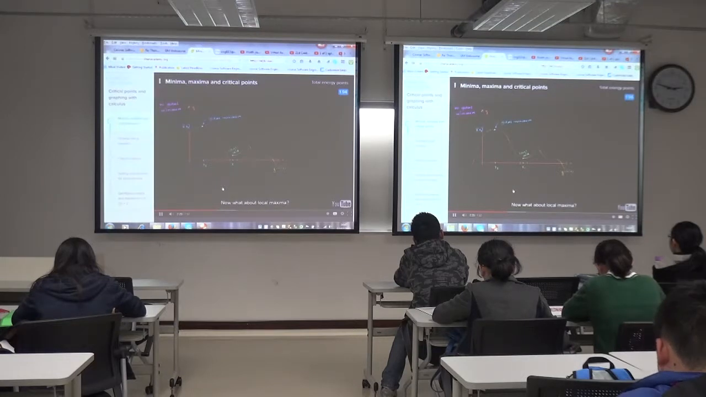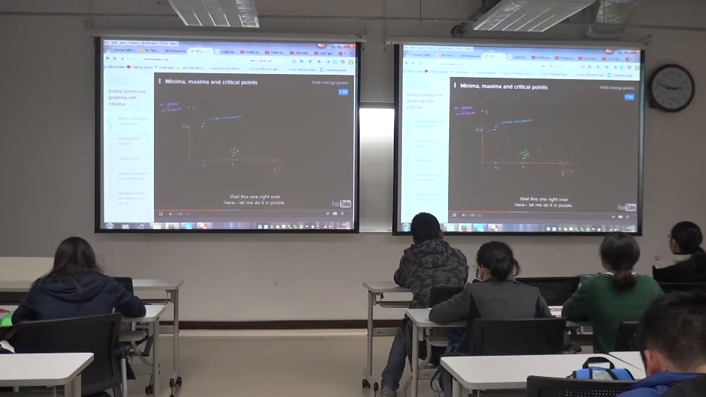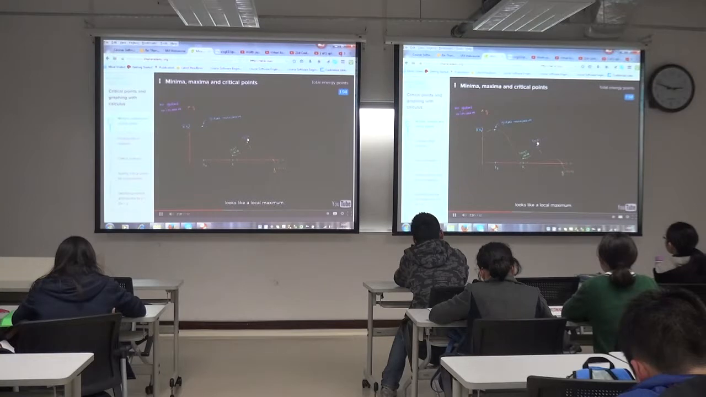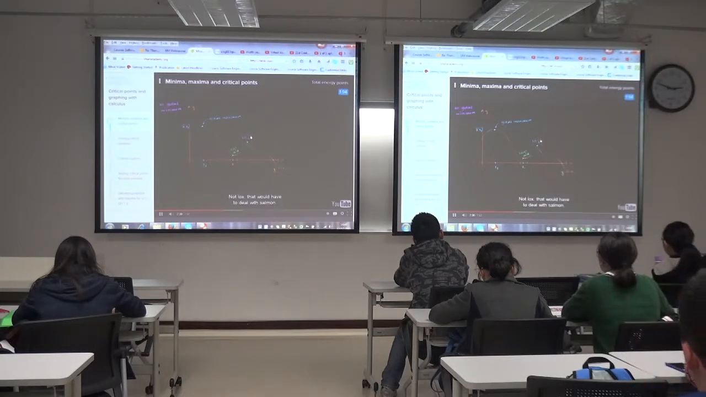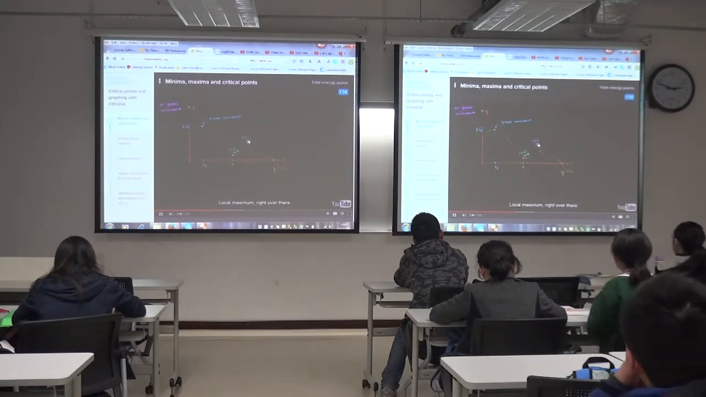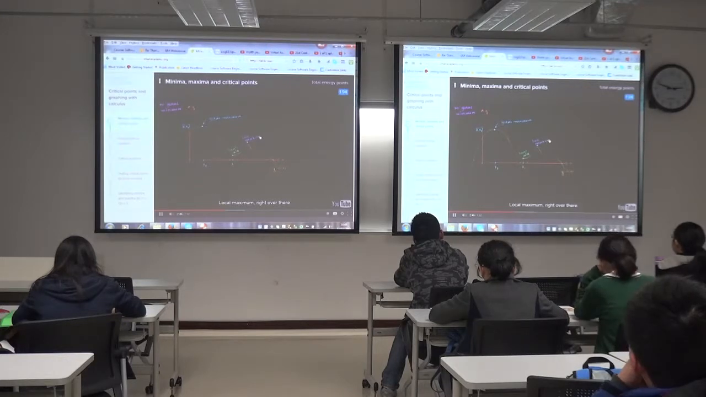Now, what about local maxima? Well, this one right over here, let me do it in this color. This point right over here looks like a local maximum. Local, not lox, that would have to do with salmon. Local maximum right over there. Local maximum.